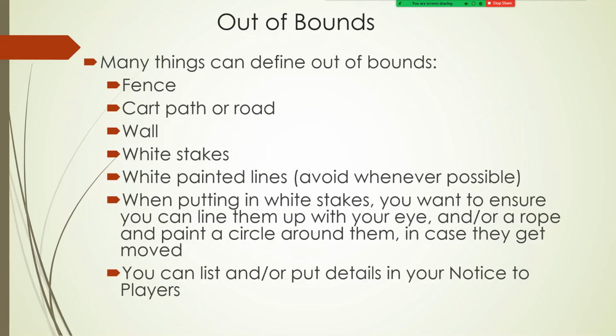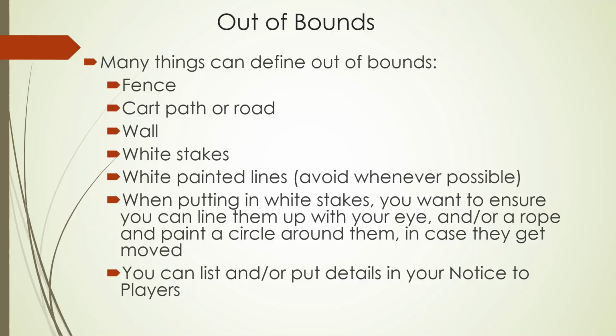So I wanted to start with out of bounds. When we first go to a golf course, looking around, we want to make sure that out of bounds is defined well. Lots of things can define out of bounds. Obviously, it can be an out of bounds fence. You could use a cart path or a road. It could be a wall. Obviously, the go-to is white stakes. We can paint a white line, but we like to avoid that whenever we can. I'd rather not paint if I don't have to.